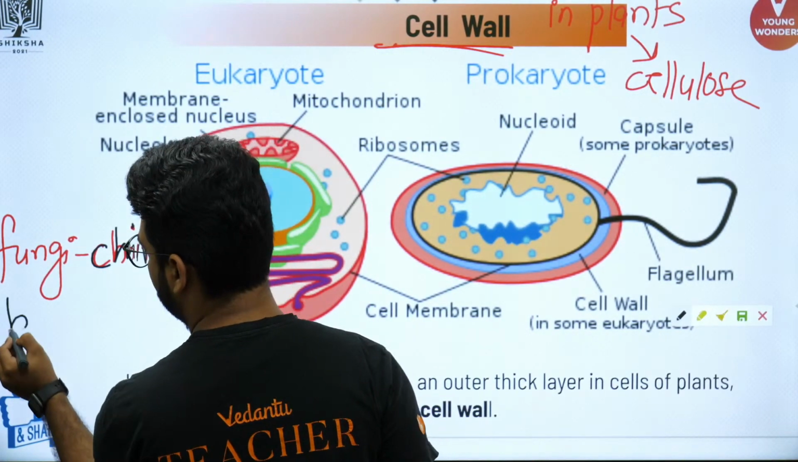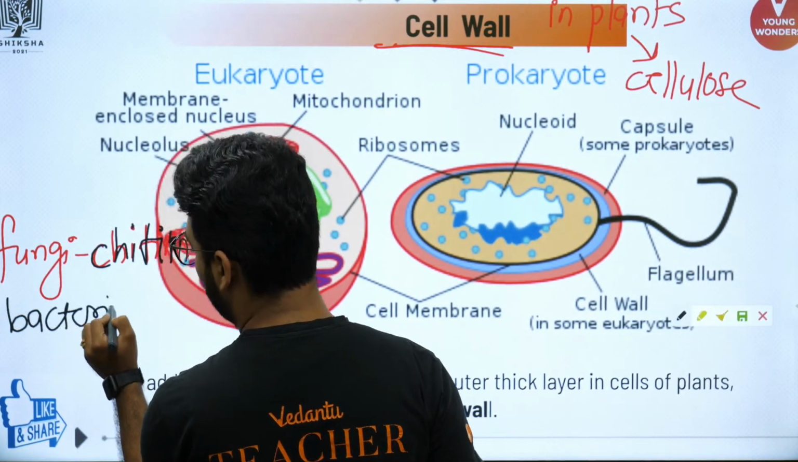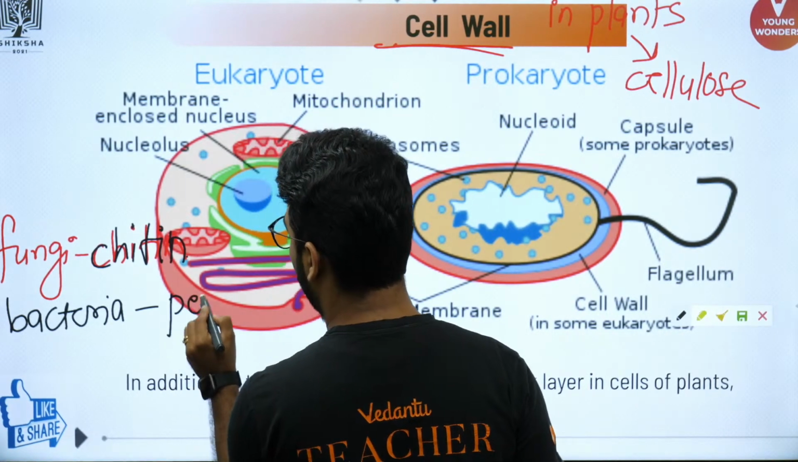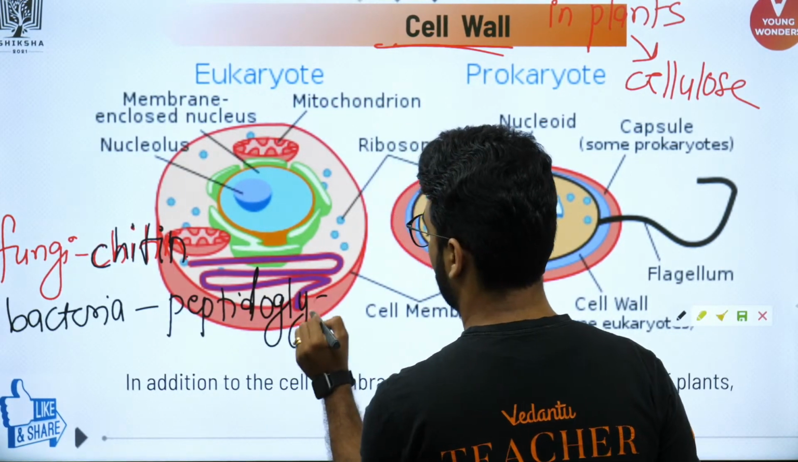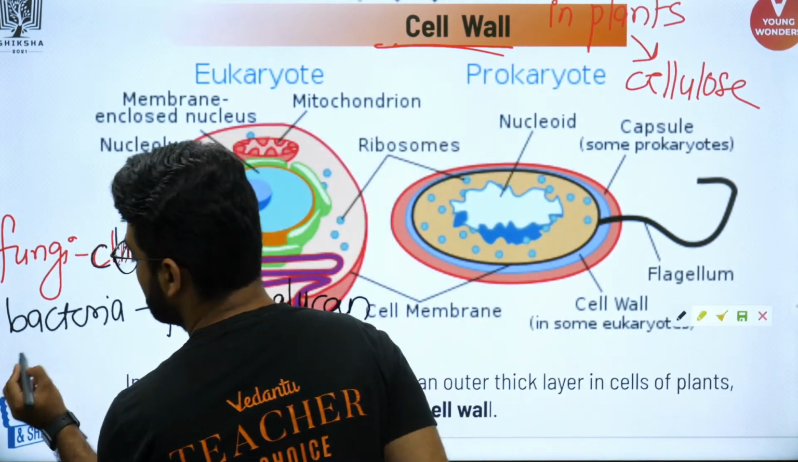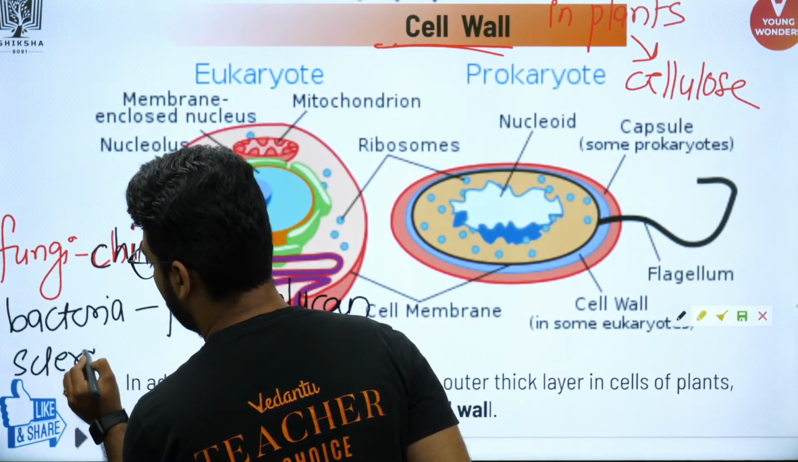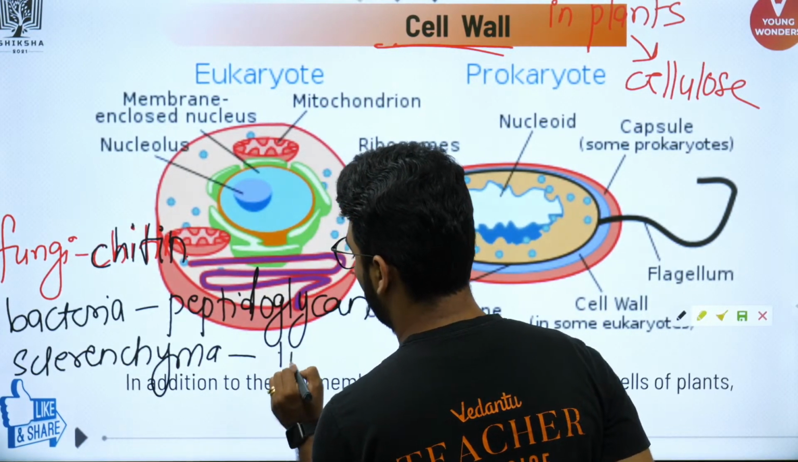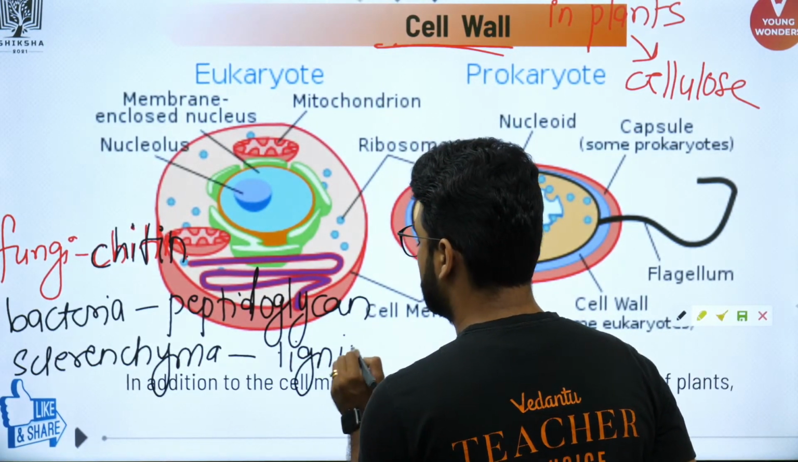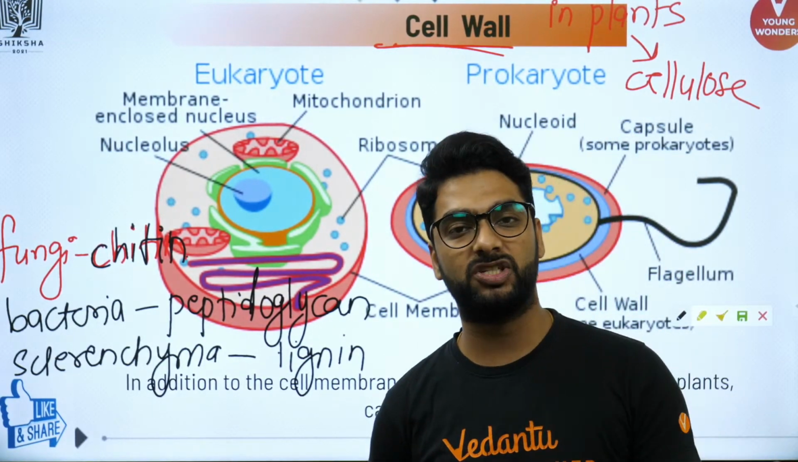In bacteria, my cell wall is made up of peptidoglycan, and sclerenchyma is a plant tissue. In that, the cell wall is made up of lignin. So the cell wall can be made up of multiple structures.